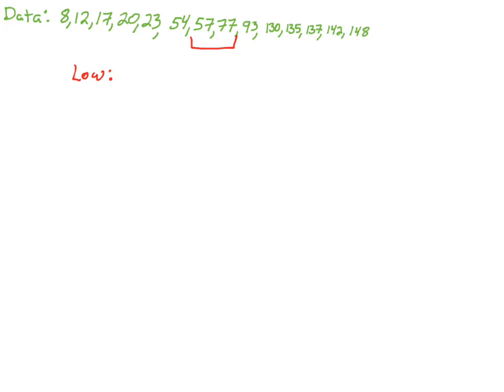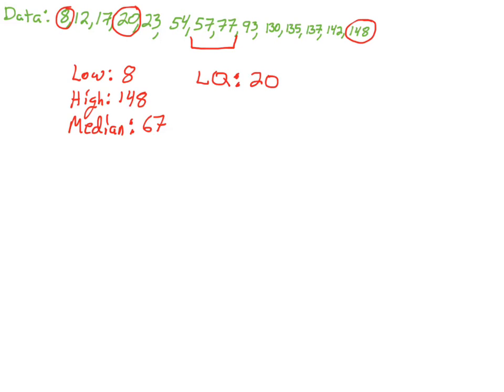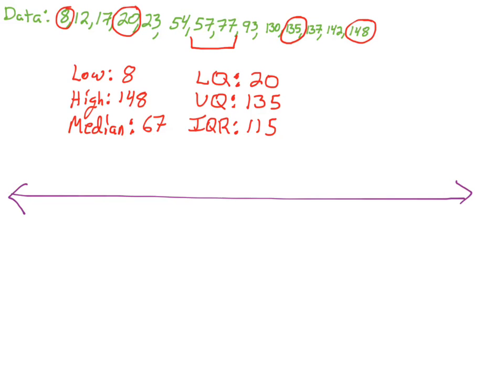So first we find the low, which is 8, the high, which is 148, and then the median is going to be halfway between those two middle numbers. So our median, in this case, is 67. And then we find our lower quartile, which is 20, and then our upper quartile, which is 135. Our interquartile range is 115.